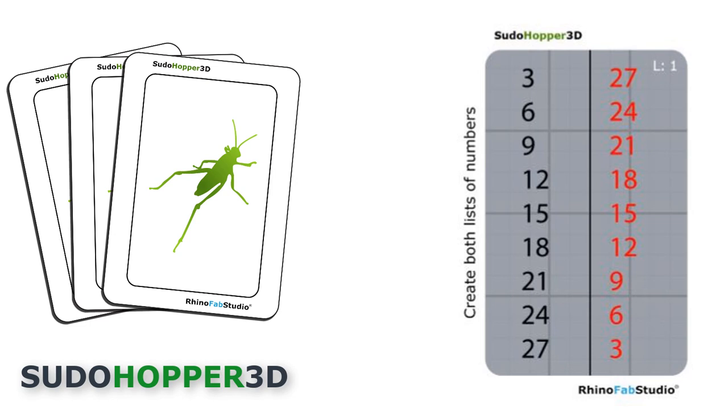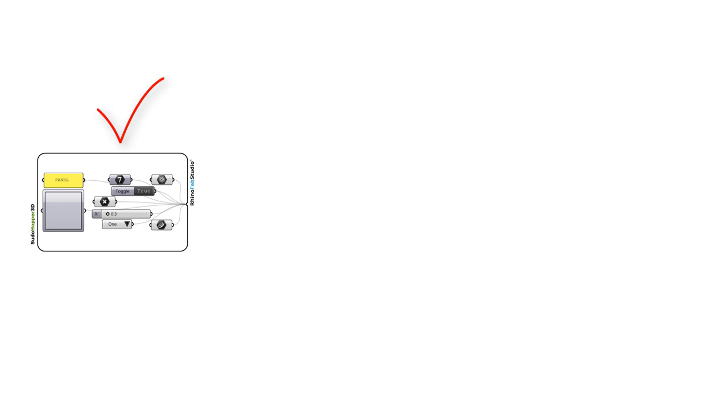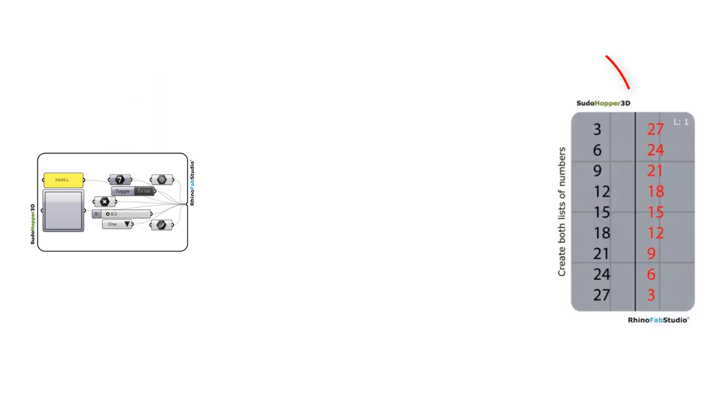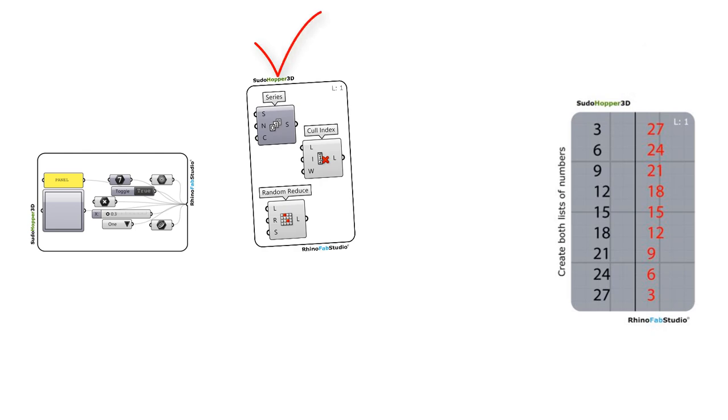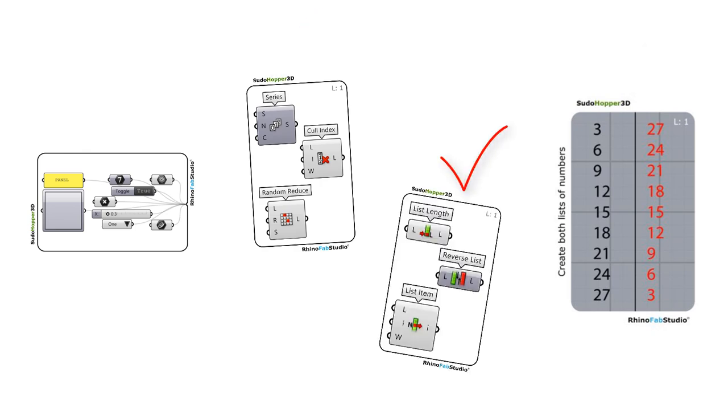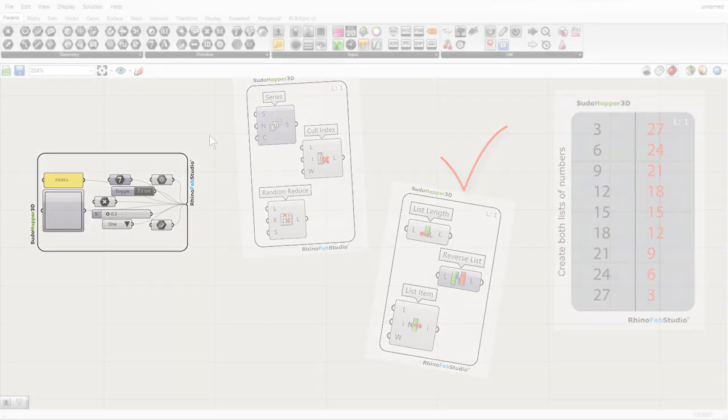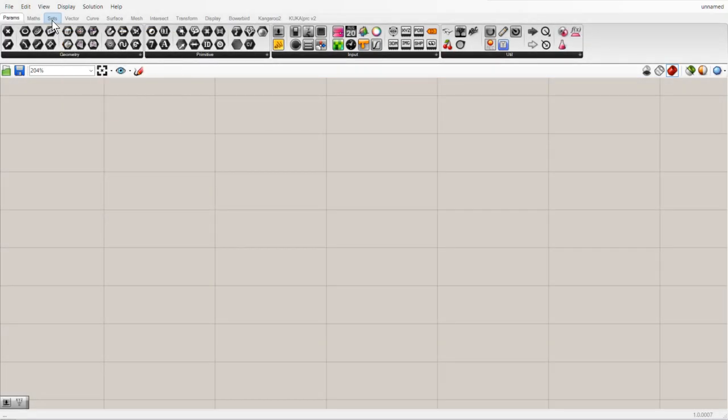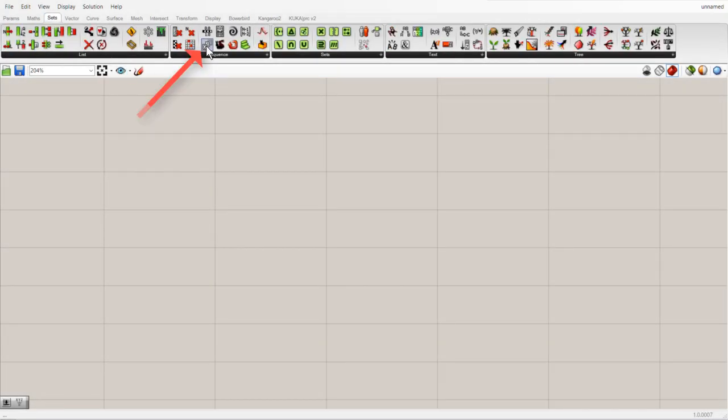Let us make each one of these lists. First, we need a numeric slider to make a list. Second, a series, and finally, reverse list. So here we go. Drag and drop a series.